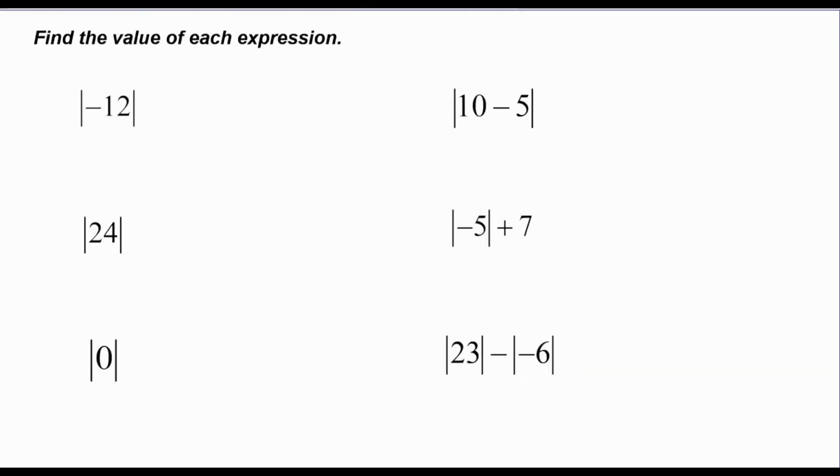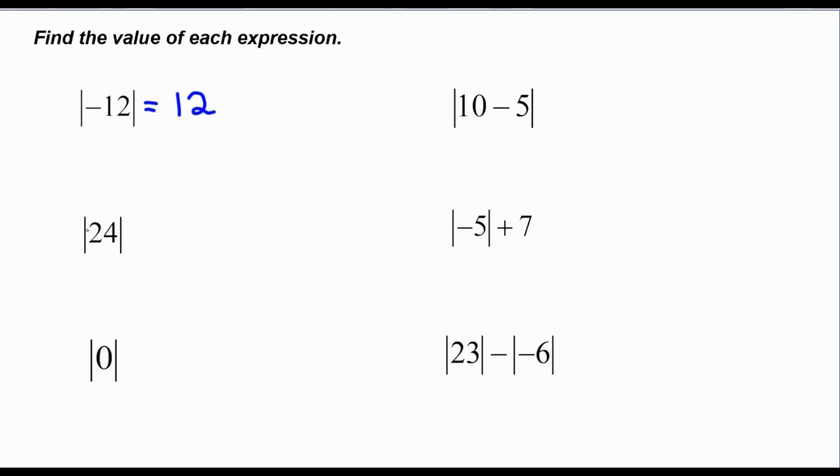So on the next screen here, we've got some expressions that contain those absolute value bars, and we have to be able to evaluate or find the value of these expressions when we have absolute value bars in our expressions. So we have here, this is red, the absolute value of negative 12. Well, how far is negative 12 from 0? Negative 12 is 12 units from 0, so we would say the absolute value of negative 12 is 12.